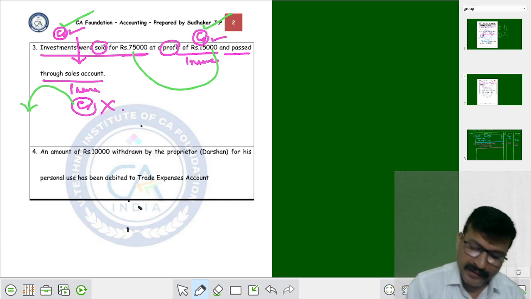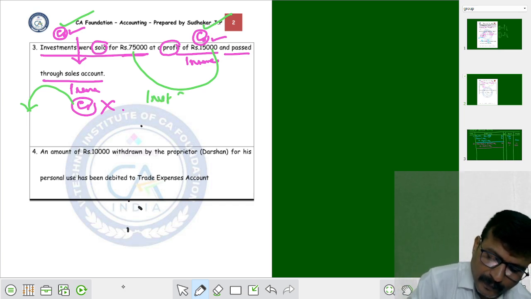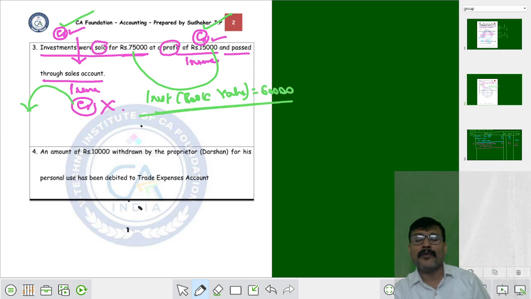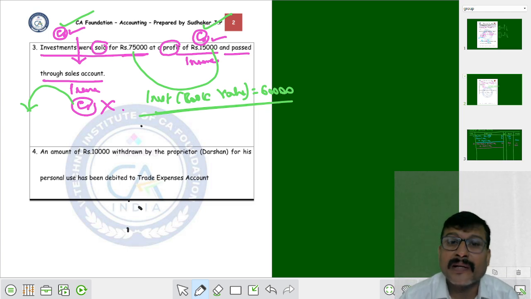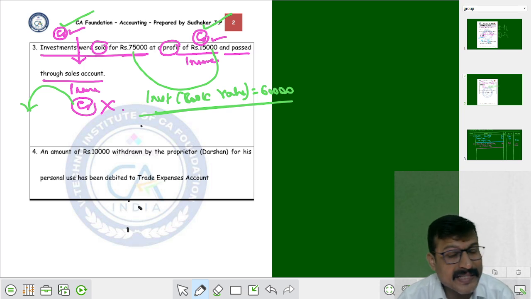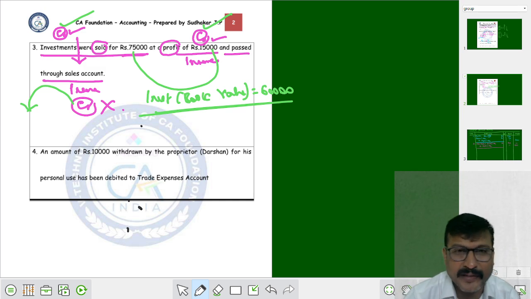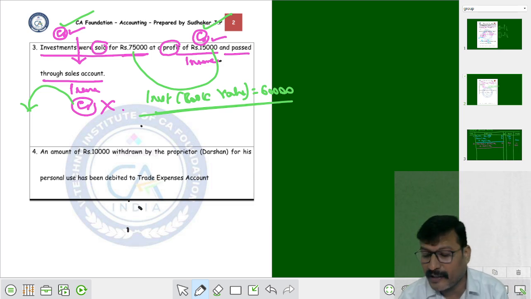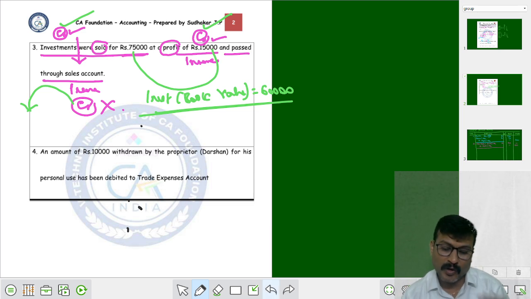The investment book value will be 60,000. How did you get the investment book value of 60,000? Because 60,000 worth of the investment, please listen, 60,000 worth of the investment was sold for 75,000. When you sold 60,000 worth of the investment, then only is it possible to get a profit of 15,000 rupees. I hope you got it right.